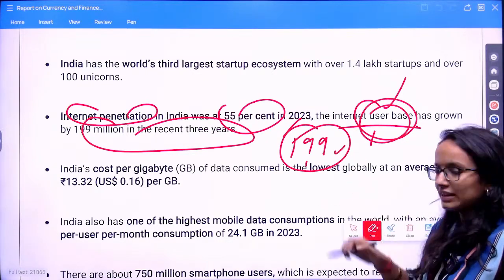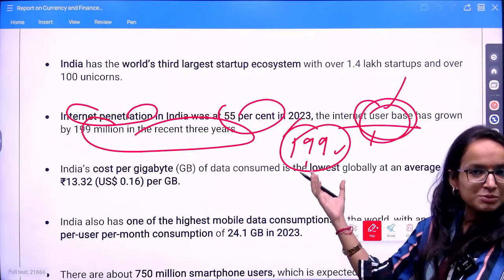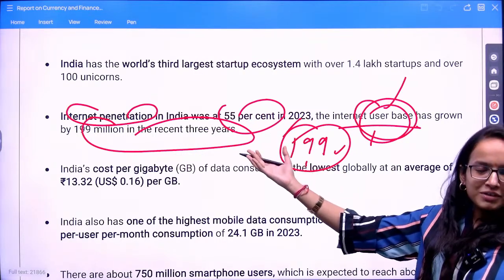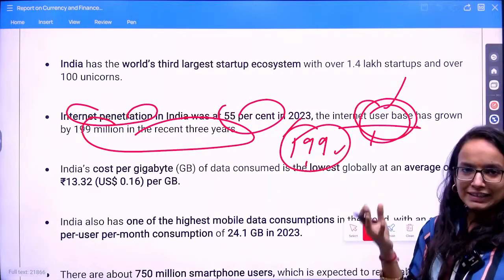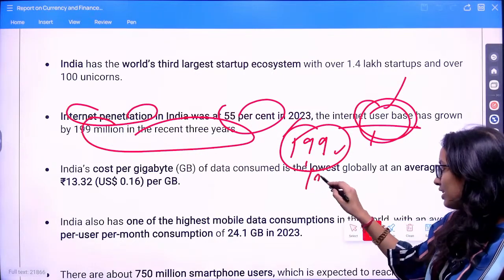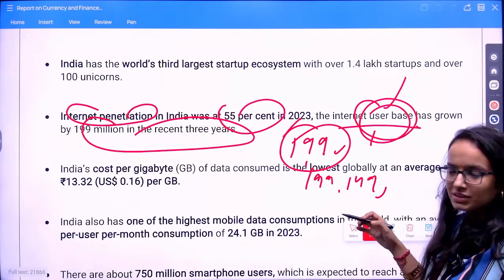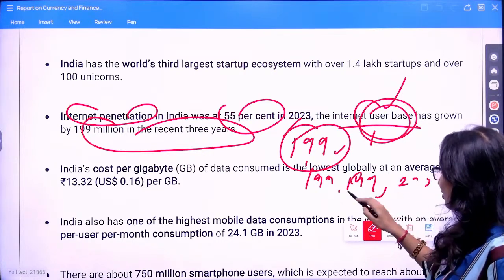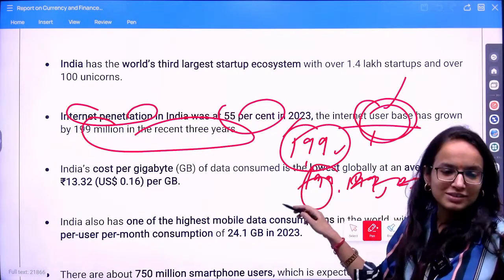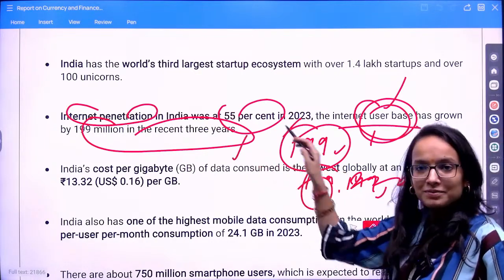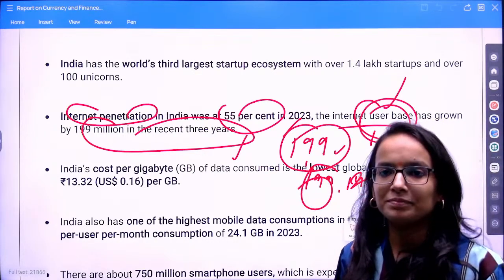So like this 199, you must have seen recharge plans are also like this, right? When we are talking about the internet, if you see the telecom recharge plans, they are like 199, 149. The minimum I'm talking about, which they start with, right? 299. So you can remember like this, 199. Now you will remember forever. So it has increased by 199 million.